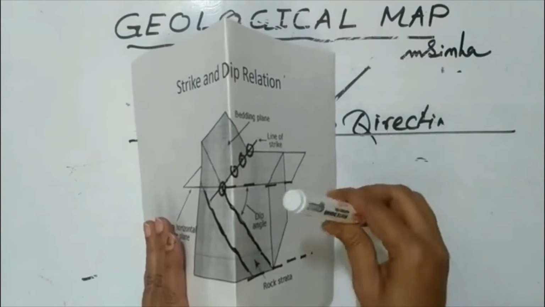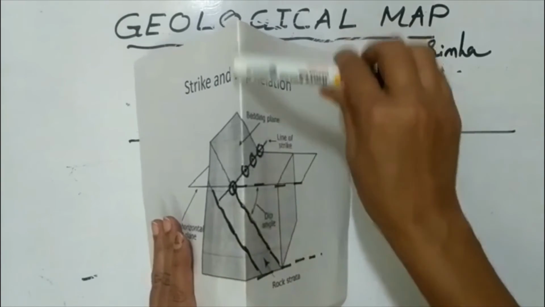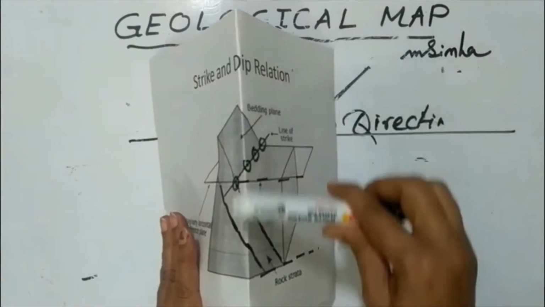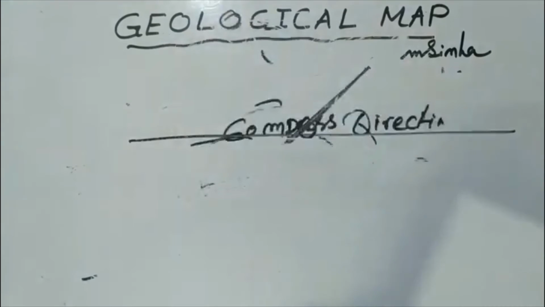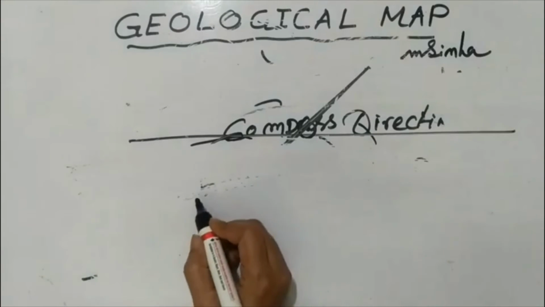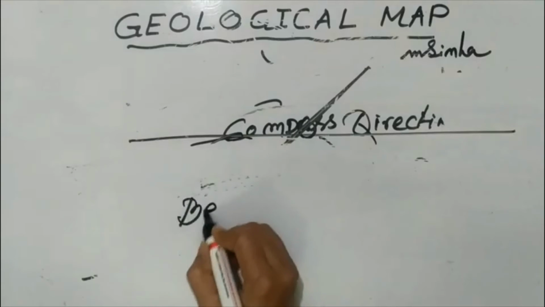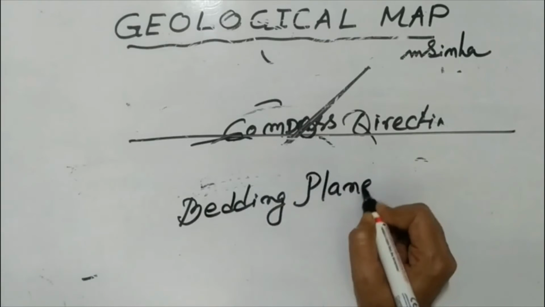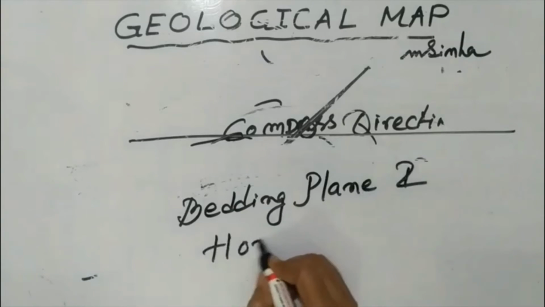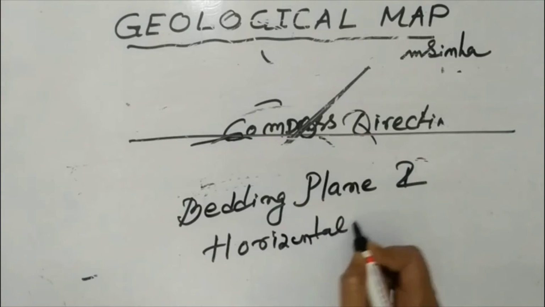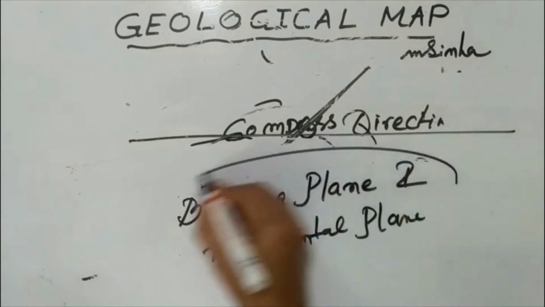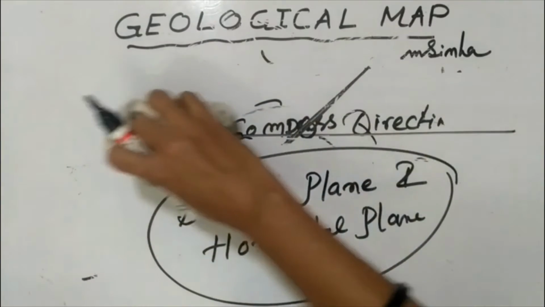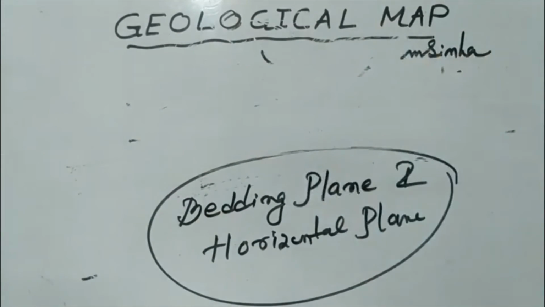The bedding planes intersect with the horizontal plane along a line. If you connect the intersecting points of the bedding plane and horizontal plane, then we get the strike points. If you connect the strike points, we get the strike line.